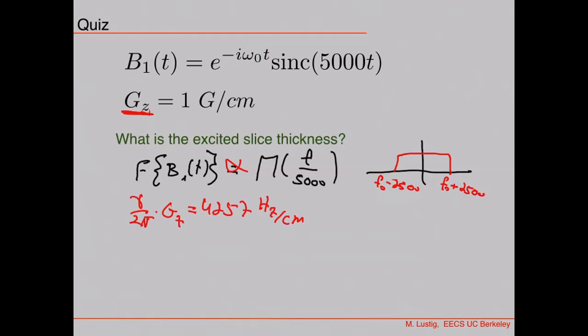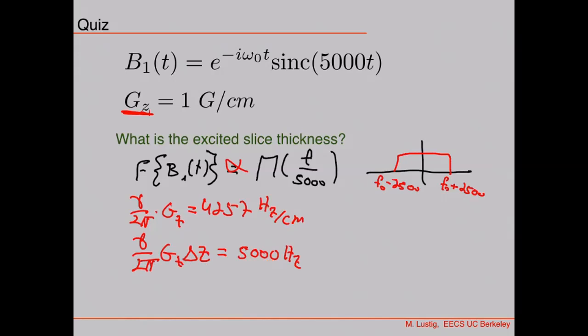So gamma over 2 pi GZ corresponds to 4257 hertz per centimeter, just by definition for hydrogen. So if I know that gamma over 2 pi GZ times delta Z, which is the slice thickness, corresponds to 5,000 hertz, right? So I multiply by centimeters, so I get hertz. If this is hertz per centimeter, I multiply by centimeters, I get the units hertz.